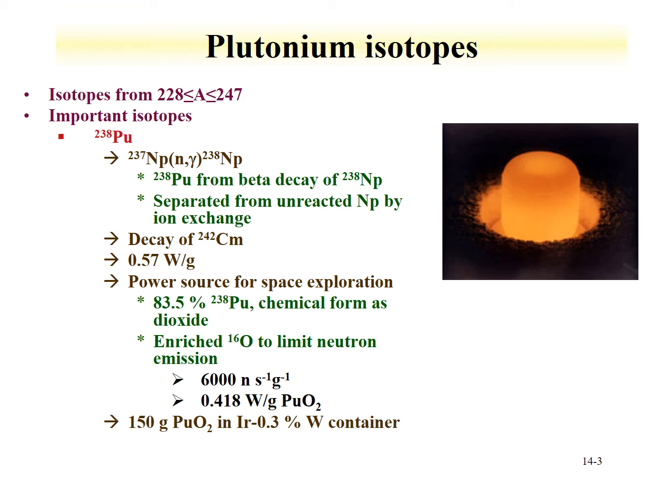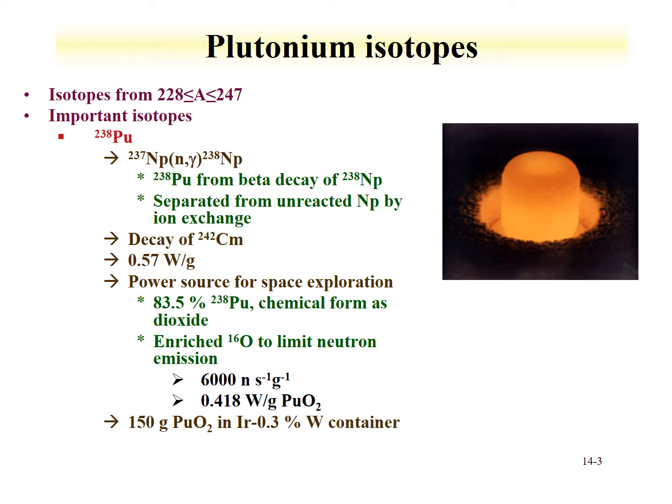You can also obtain plutonium-238 by the decay of curium-242. This isotope, since it's a relatively short-lived alpha emitter, has a lot of energy associated with it, about half a watt per gram. So this is used as a power source for space exploration.